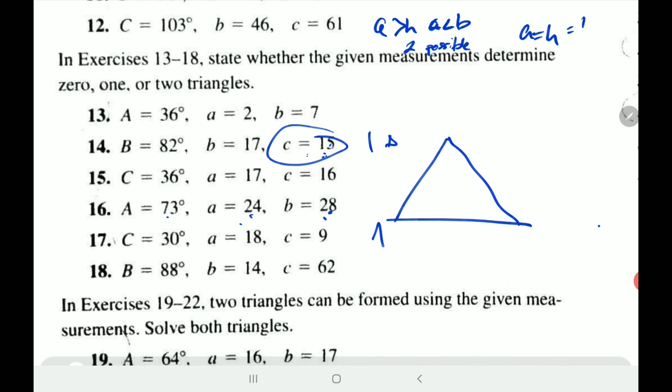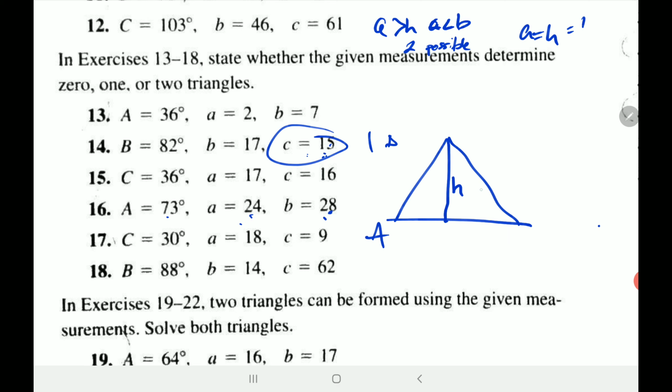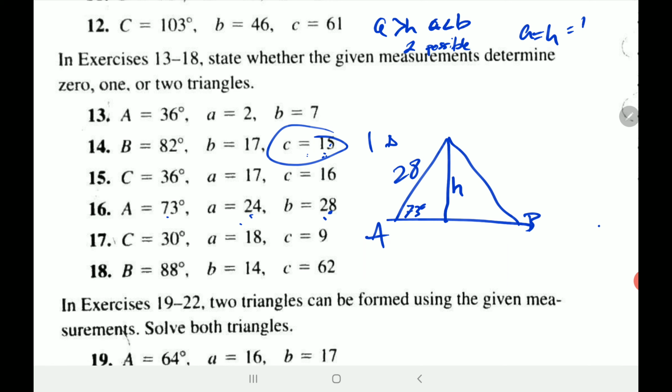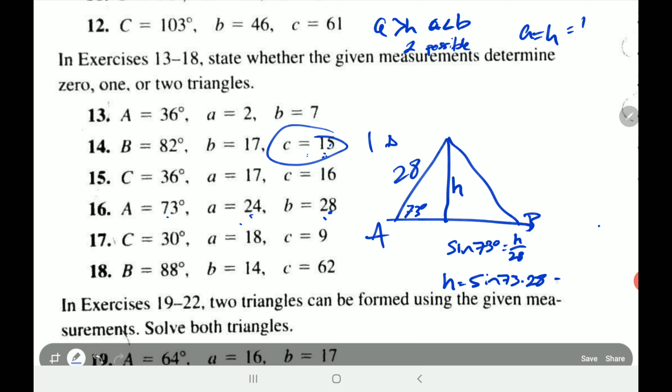So A, I don't really worry about what that side is. I'm just going to draw the height. This is side B, 28. So 73 degrees. So we have sine of 73 degrees is equal to h over 28. So h is equal to sine of 73 times 28. So 28 times sine of 73 is 26.77.